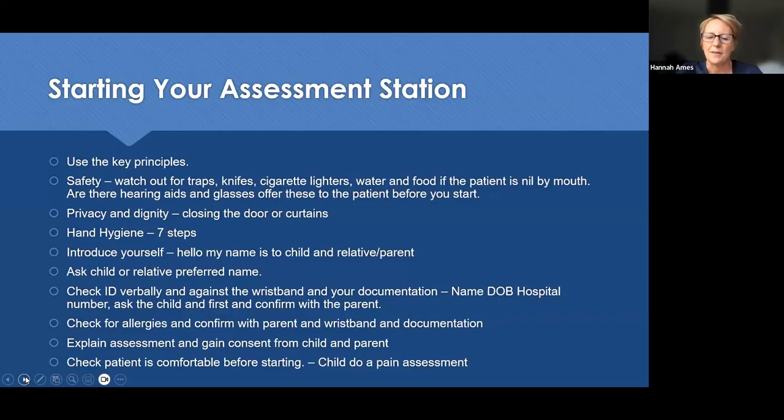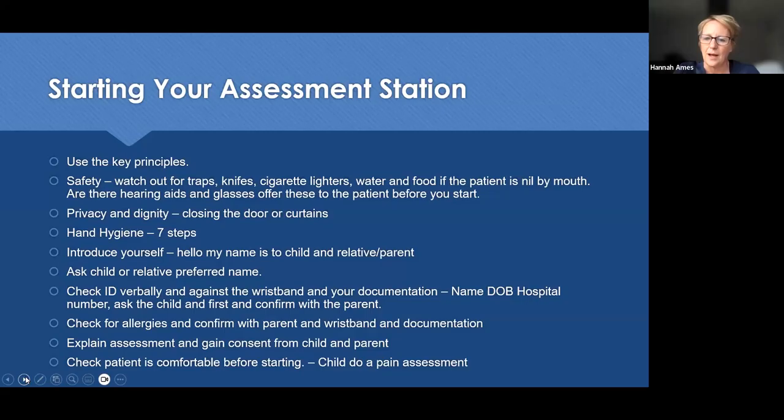Check and ask for their preferred name. And then you just want to check their ID. You can ask the child, again, it depends on their age, if they're verbal or not. So it depends what age your child is in your scenario, but ask them to tell you their name and their birthday. And you want to check that against your documentation and your wristband. And then just get the adult in the room to confirm that that is correct as well.